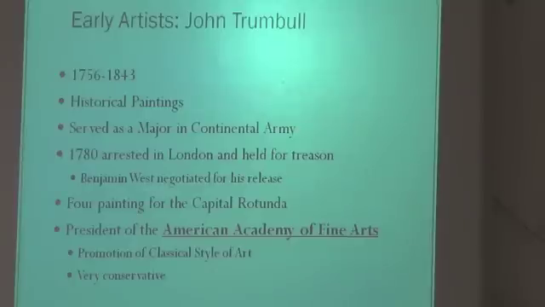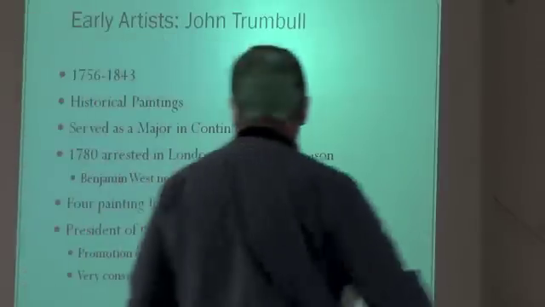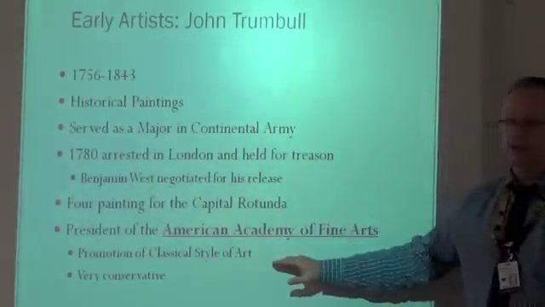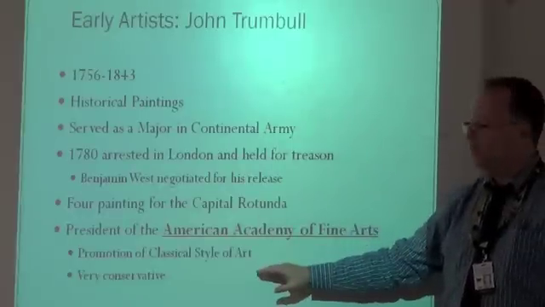Now, he has four very famous historical paintings. They're all in the nation's capital. How many of us have been to Washington, D.C., in the Capitol building, where the rotunda is? There are all these walls, and the Baptism of Pocahontas is there as well. But these four particular paintings are there. They're a promotion of, again, this classical style of art. Very classical was Trumbull, and you're going to see it in his paintings.